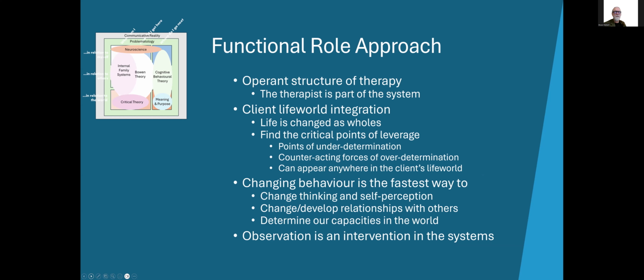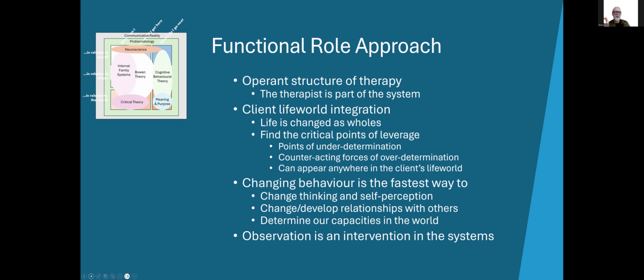And then I also like to keep track of one of the things I learned many years ago, that changing behavior is the fastest way to change thinking, change, develop relationships, in fact, determine our capacities. That is, unless there's changing behavior, it's really hard to know what is going on. But once you change behavior, you're actually changing everything. So you've got to think of these roles, how people are functioning. And in that, observation itself is a functional change. Observation is an intervention in the system.